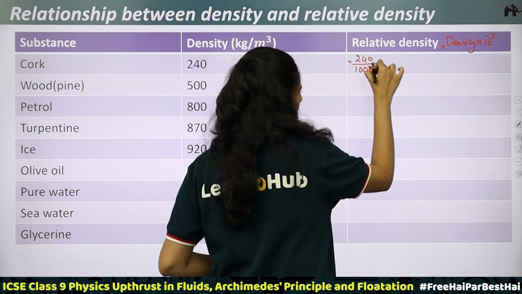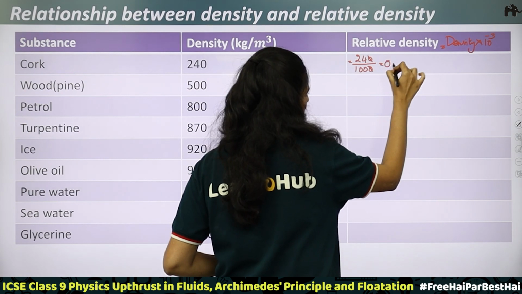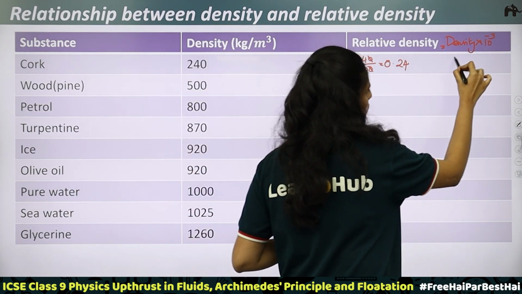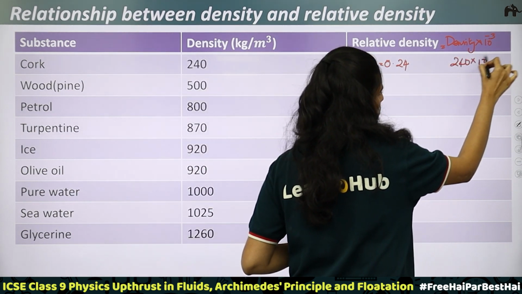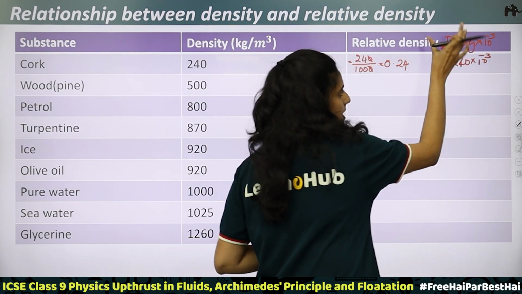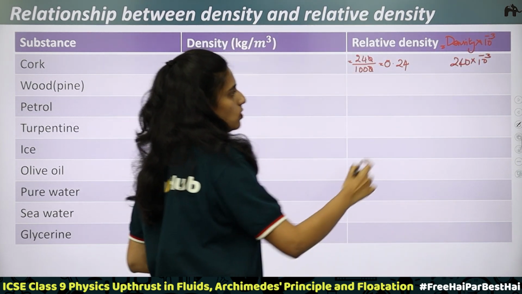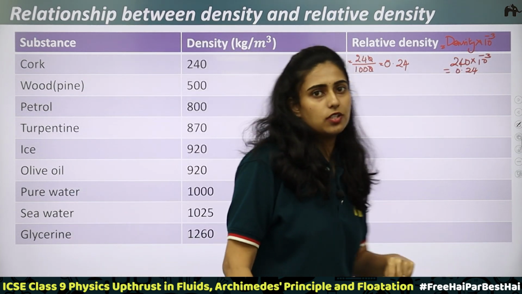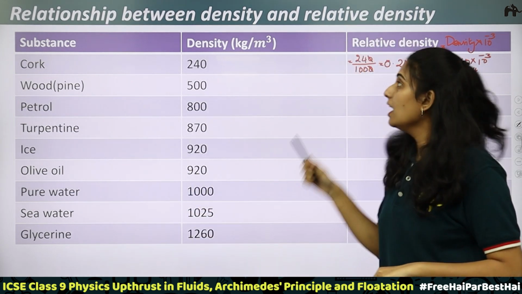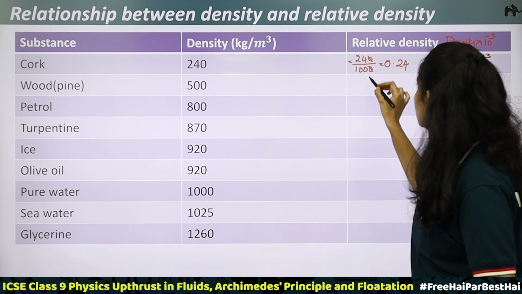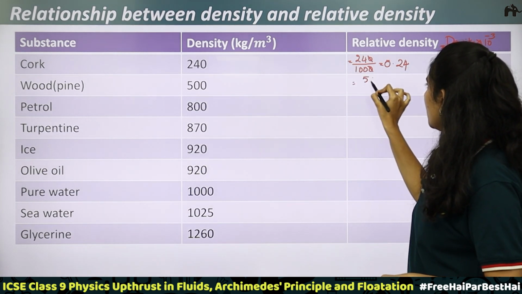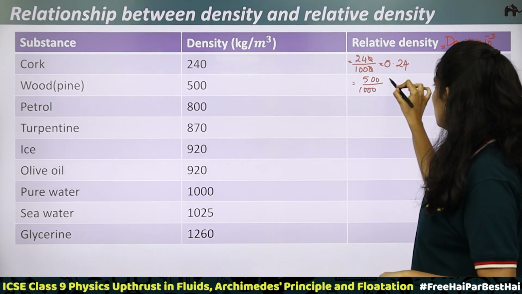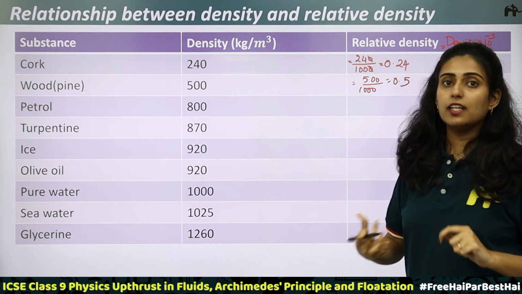So you will be getting 0.24. 0.24 is the value. That is 240, the given value, into 10 raised to minus 3. Just you have to do this: the density value into 10 raised to minus 3, which will be equal to 0.24. Next, in the case of wood or pine, the density is 500 kilogram per meter cube, which means relative density will be equal to 500 divided by 1000, which is equal to 0.5. That is 500 into 10 raised to minus 3.